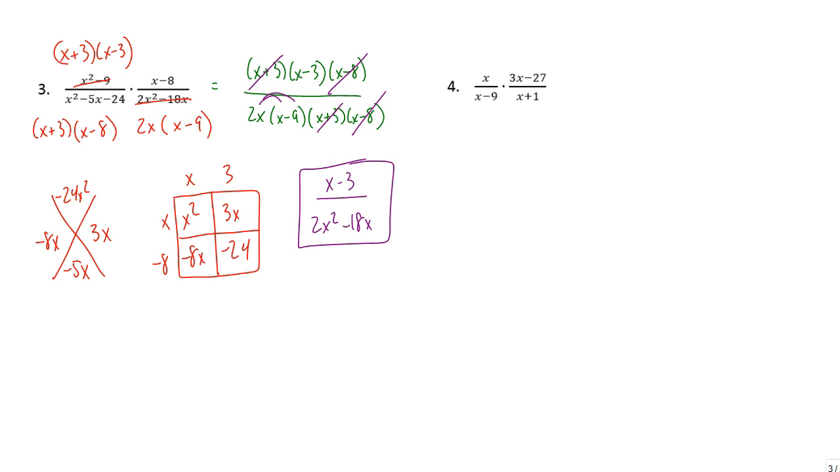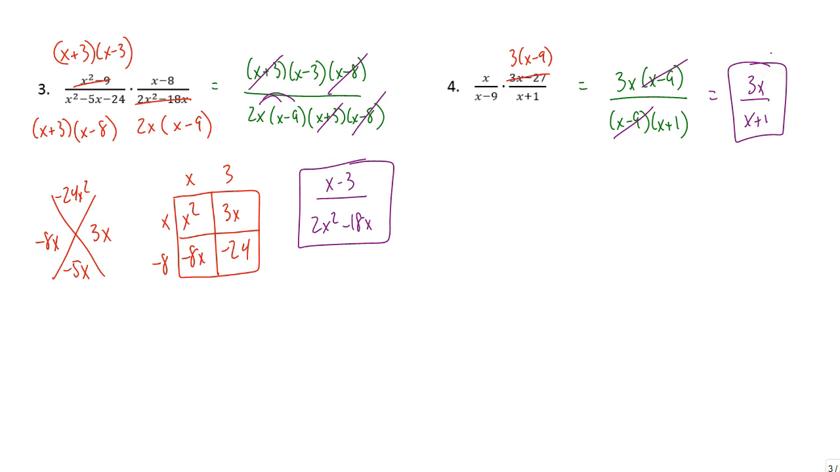So let's look at the other one. The other one is also a little simpler, because we don't have to use the Xbox method for any of these, but I do see that 3x minus 27 has a GCF of 3. So we'd have 3 times x minus 9. So in the numerator, we'd have a 3 and an x minus 9. In the denominator, we would just have x minus 9 times x plus 1. The x minus 9 and x minus 9 cancel out, leaving us with 3x over x plus 1, which can't be simplified any further. Well, that is it for multiplying rational functions.